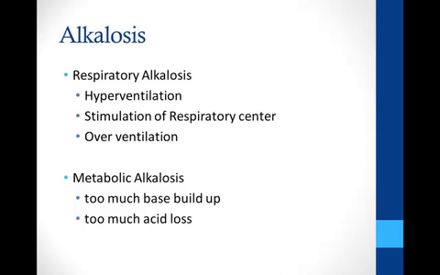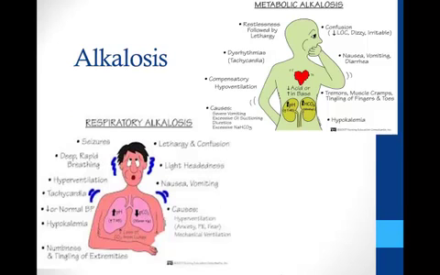Metabolic alkalosis can be caused by an accumulation of too much base or a loss of too much acid. Some common conditions associated with this are excessive gastric suctioning, severe vomiting of stomach contents only, potassium deficit, and medications such as antacids or diuretics. Here are some awesome pictures just showing the signs and symptoms of respiratory and metabolic alkalosis.